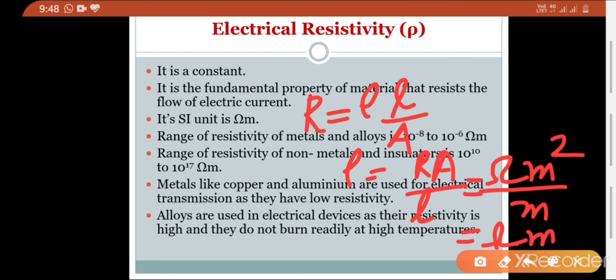So metals like copper and aluminum are used for electrical transmission as they have very low resistivity, or they offer very less resistance to the flow of electric current. Alloys are used in electrical devices as their resistivity is high and they do not burn readily at high temperature. So that's why alloys are used in heating electrical devices, just like toasters and all these heaters.